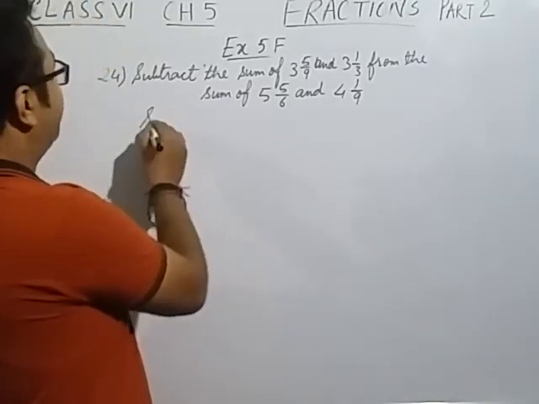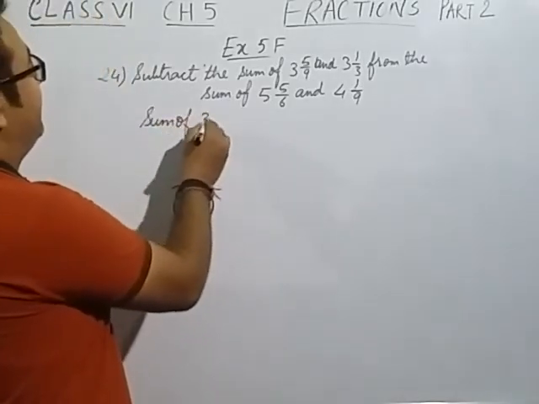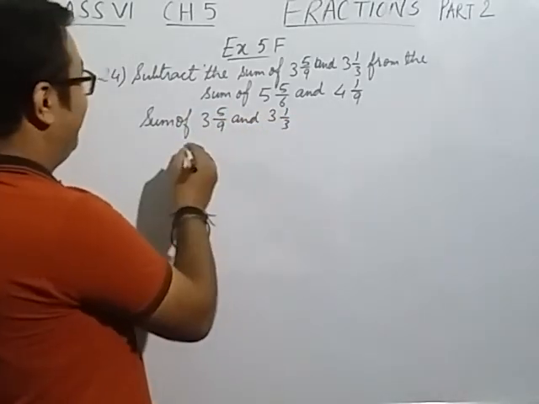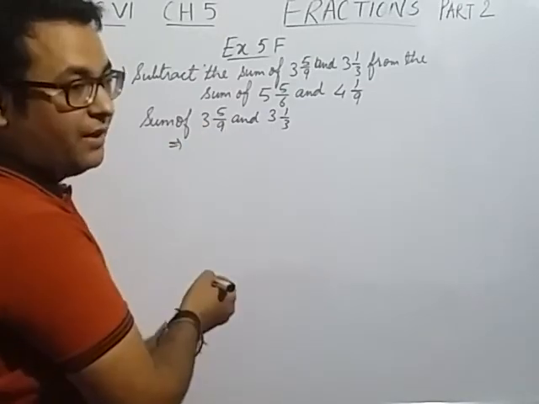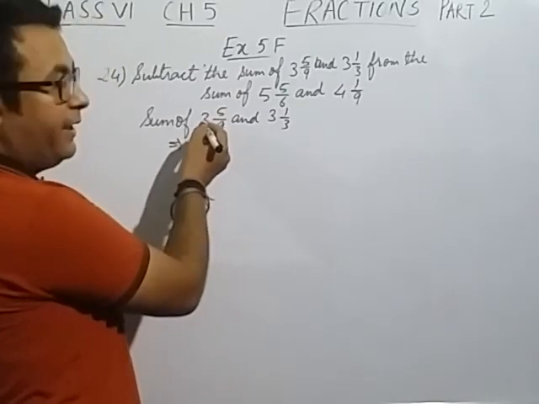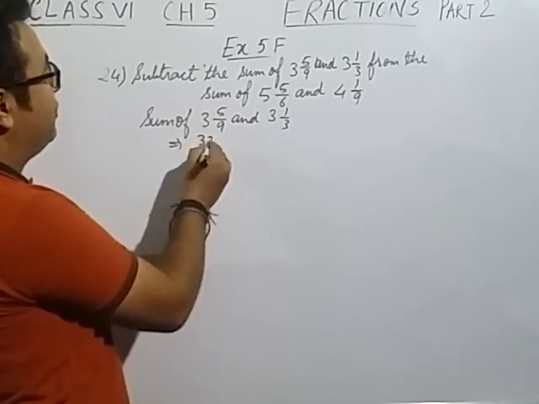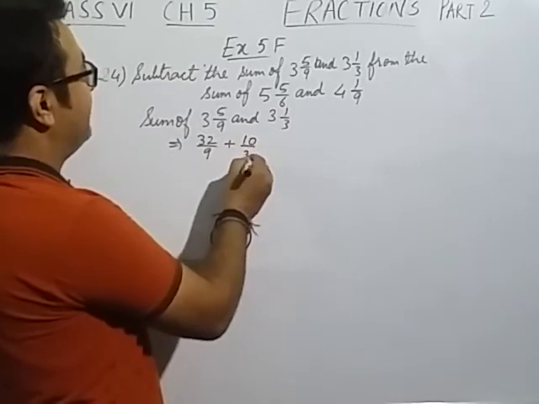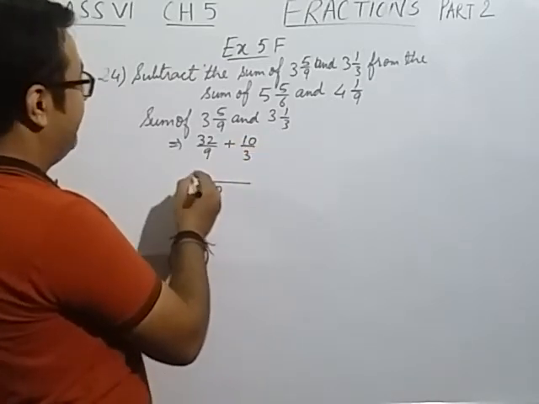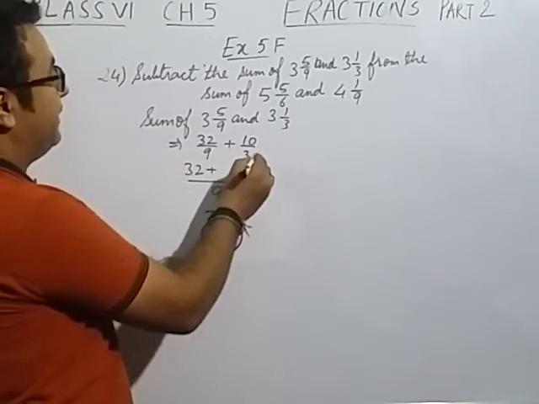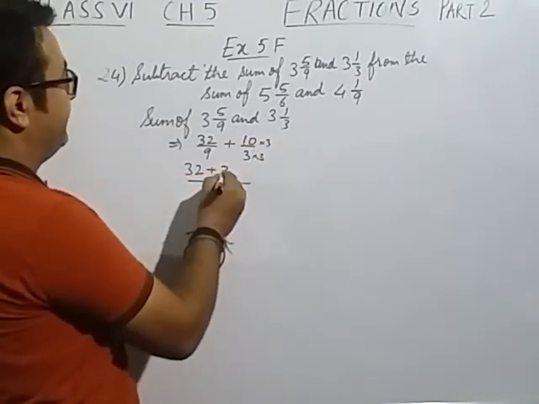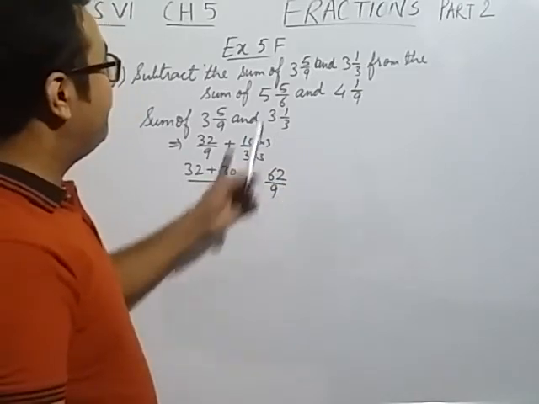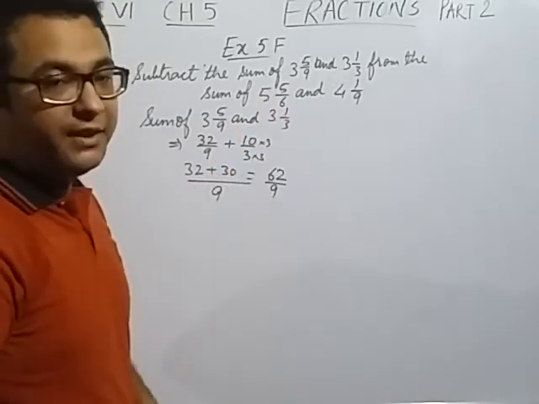So let us first find the sum of 3 whole 5 upon 9 and 3 whole 1 upon 3. How much will it give? Let us first convert into improper fractions. 9 3s are 27, 27 plus 5, 32 upon 9 plus 3 3s are 9 plus 1, 10 upon 3. LCM will be 9, it will remain 32 only, 3 3s are 9, 10 3s are 30. So it will give 62 upon 9. Okay, so the sum of the first two fractions is 62 upon 9.